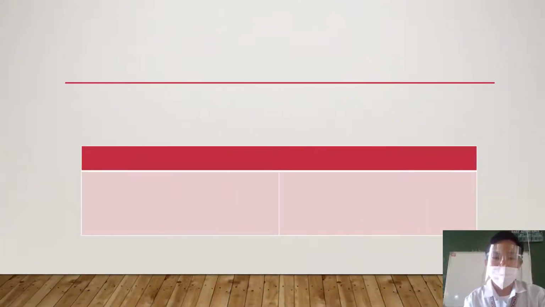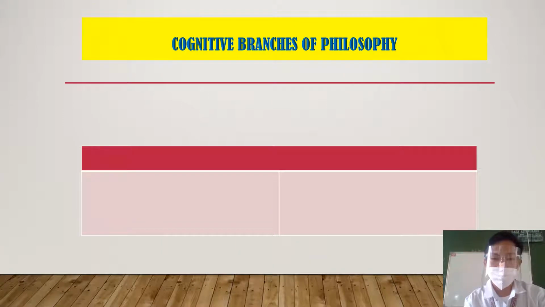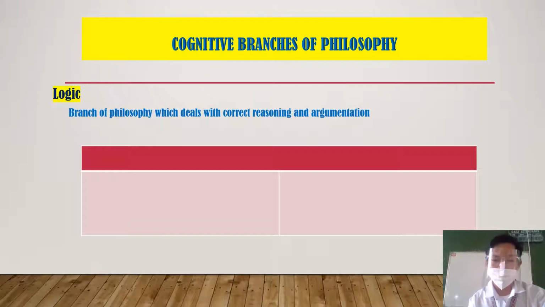Now let's talk about the cognitive branches of philosophy. Under cognitive branches of philosophy, of course, the first one is logic. So when we say logic, it is a branch of philosophy which deals with correct reasoning and argumentation. Okay, so it is the art of thinking. So logic studies what?